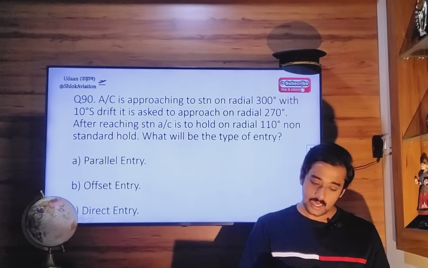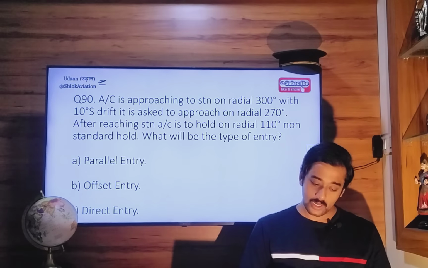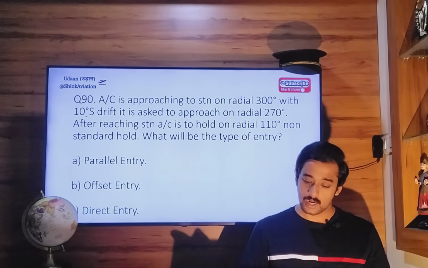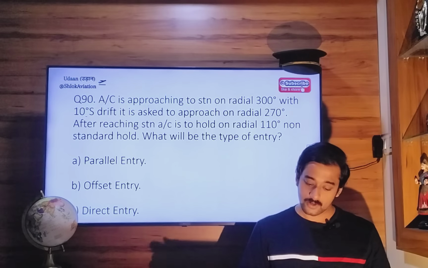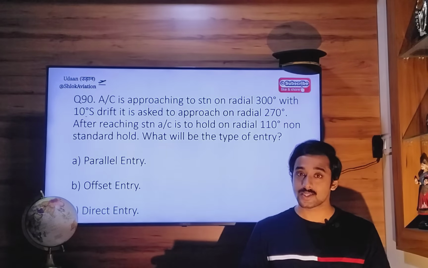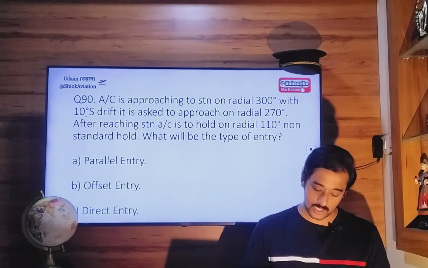Last question. An aircraft is approaching a station on radial 300 with 10 degrees starboard drift. It is asked to approach on radial 270. After reaching the station, the aircraft is told to hold on radial 110, non-standard hold. What will be the type of entry?